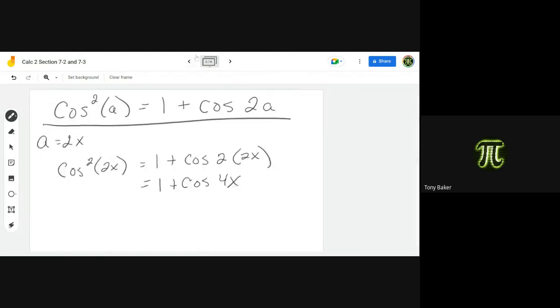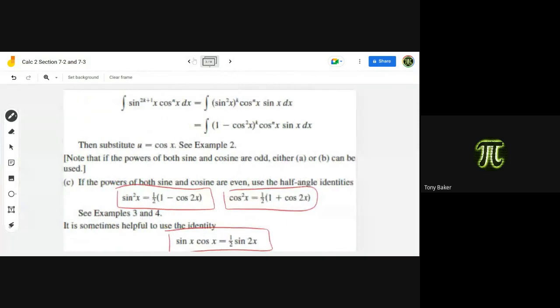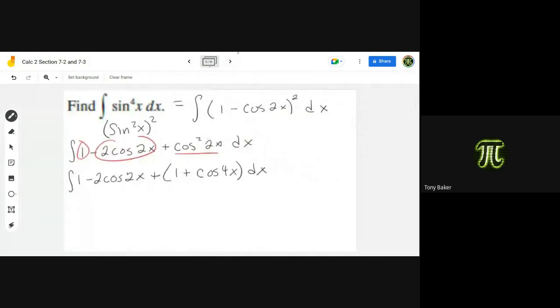Oh, you're right. I did forget the 1/2. I forgot the 1/2. You were right. So there's a 1/2 there. And then there's a 1/2 there. Good catch. Oh, it was 1/2 plus.